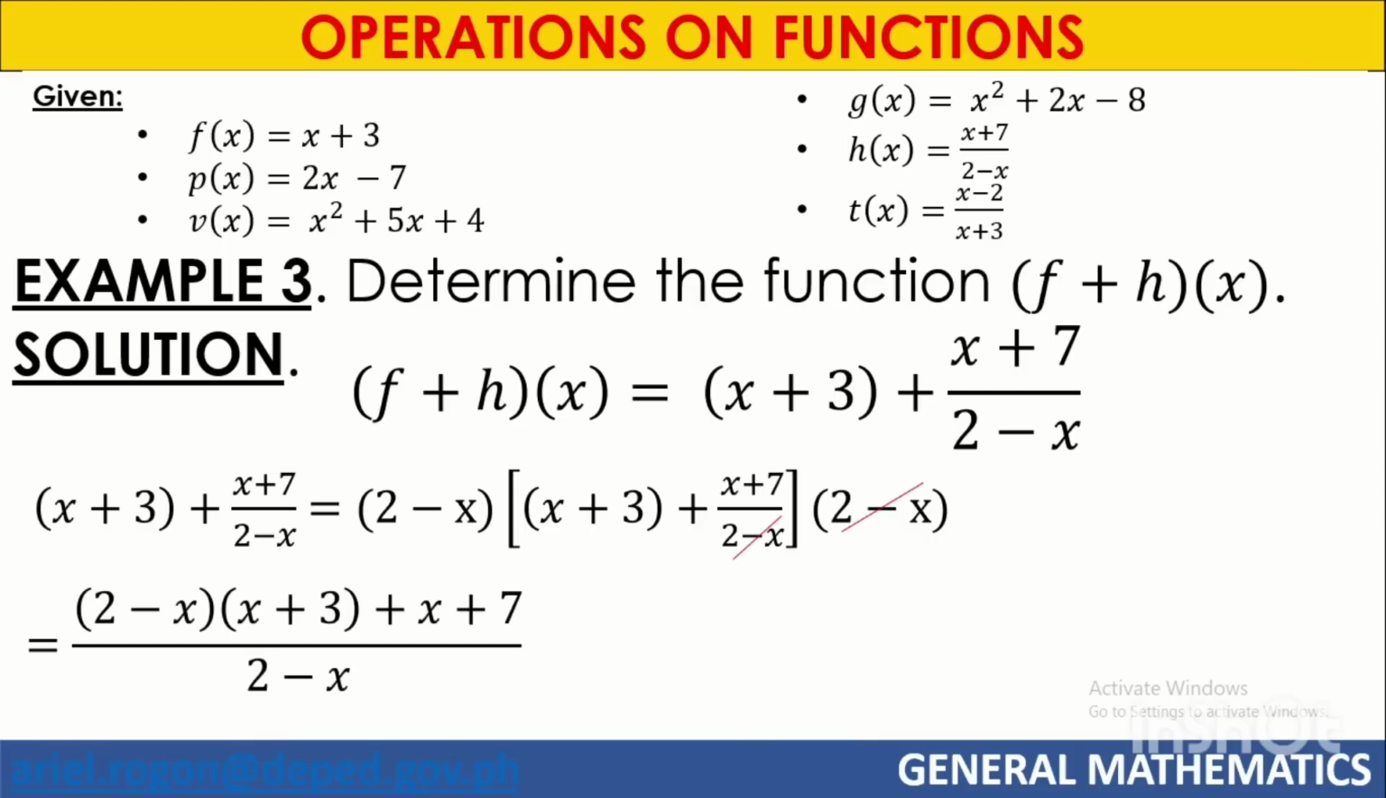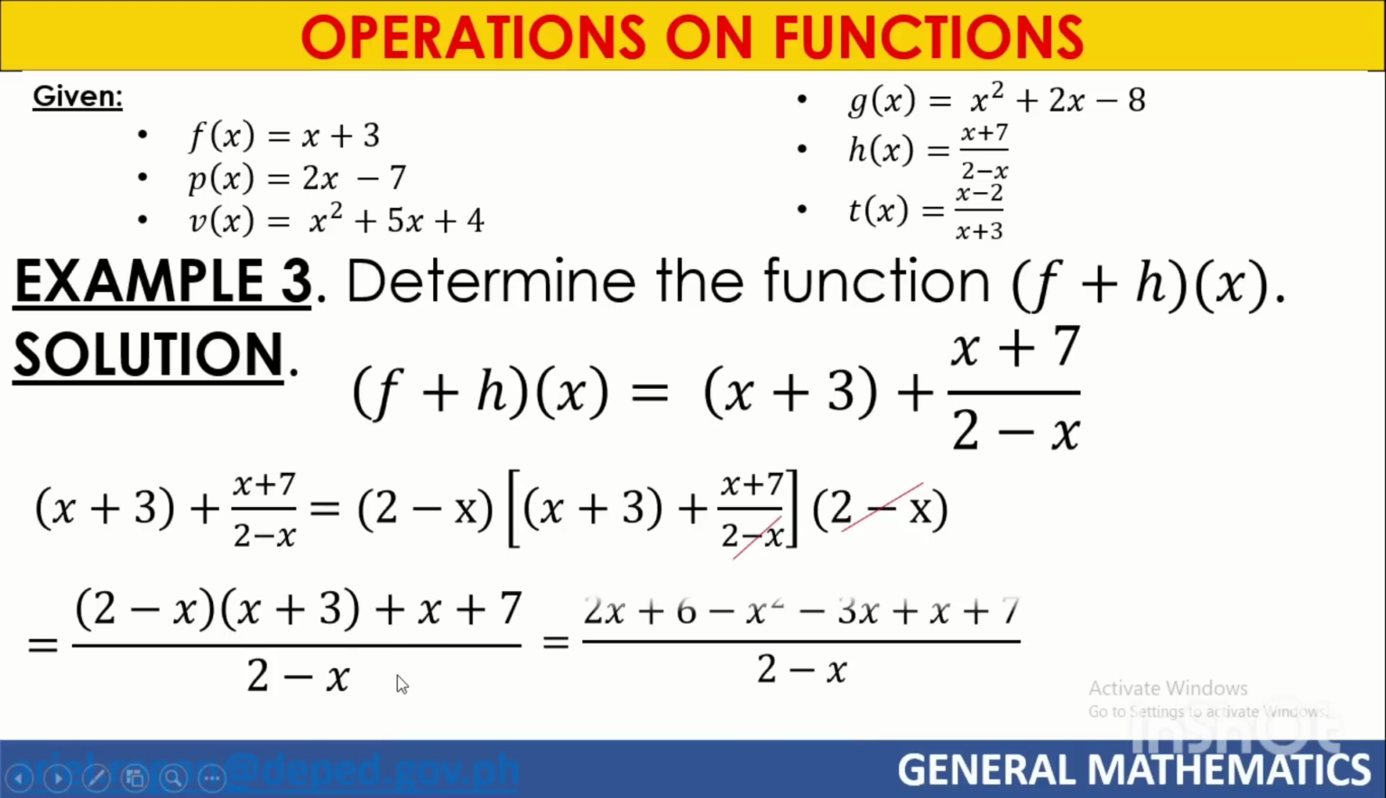Okay, so ibig sabihin, kinancel out na natin to, no? Ma-cancel out yung nandito. So maiiwan yung x plus 7. Pero ito, we need to multiply using FOIL method. So that is 2 minus x times x plus 3 plus, idudugtong na natin yung x plus 7 all over yung LCD natin na 2 minus x.